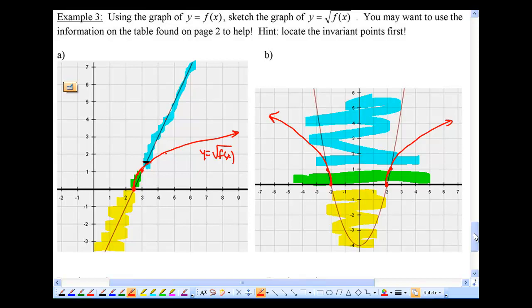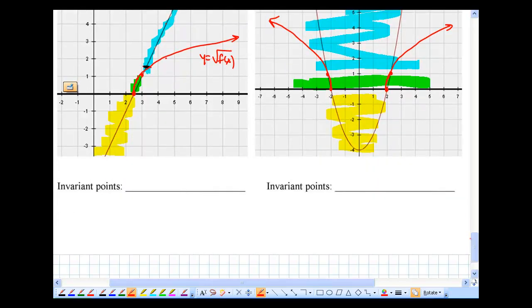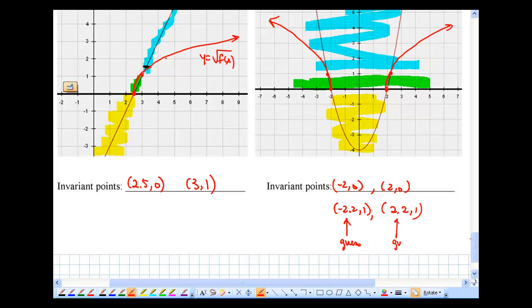Okay, double check my invariant points. From the first one in part A, yeah, it looks like (2.5, 0). Remember the y value is 0. And also (3, 1). Over here, I don't know, let's say (-2, 0), (2, 0). And some point a little bit to the right of that, I'll say approximately, I don't know, (2.2, 1). That's just a guess, okay? If you had a graphing calculator, you could figure it out. But in this case, I'm just guessing. Alright, we're done.